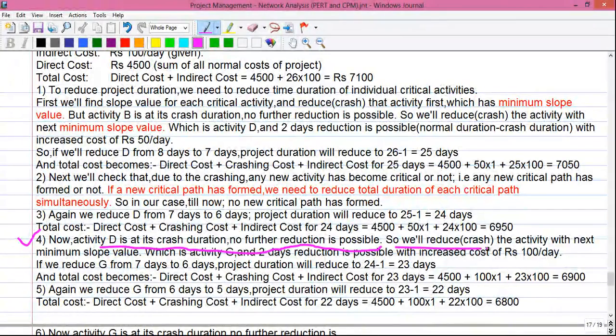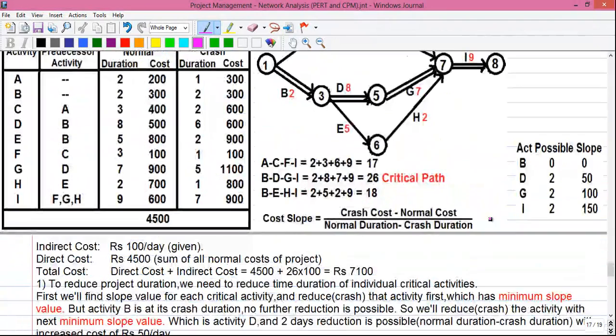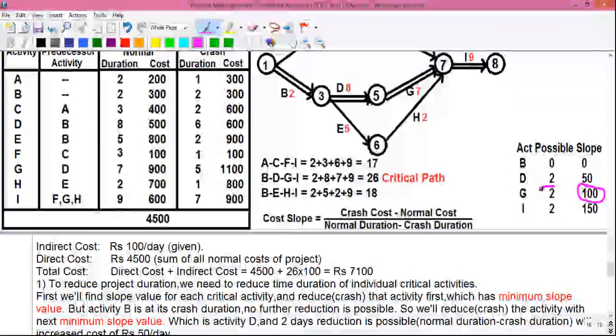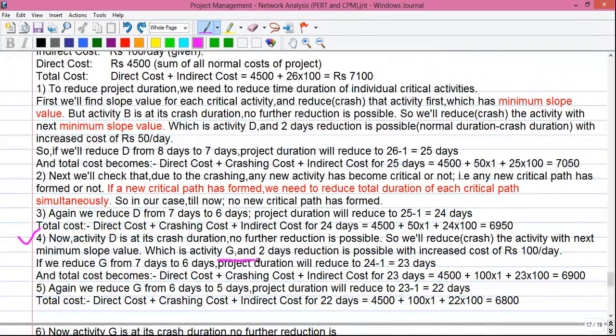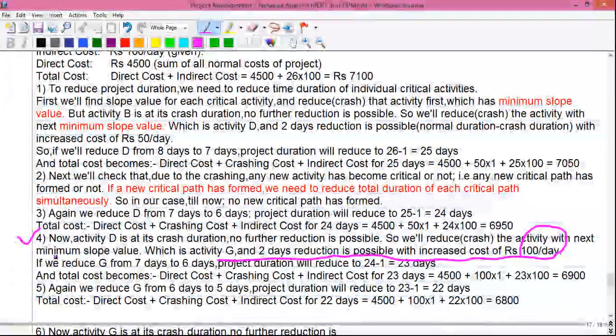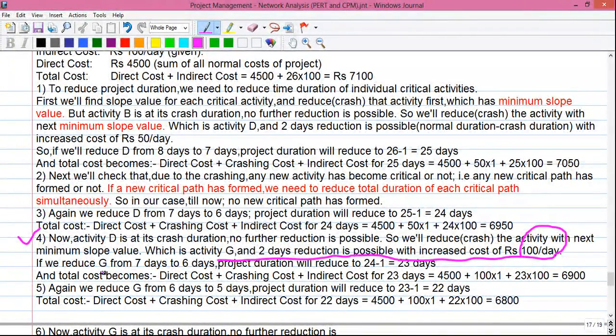So we reduce the activity with next minimum slope value. The activity with next minimum slope value is activity G with slope value 100 and possible reduction of 2 days. So which is activity G, and 2 days reduction is possible with increased cost of rupees 100 per day, which is slope value. So if we reduce the activity G from 7 days to 6 days, the project duration will reduce by 1 day. It will become 23 days.